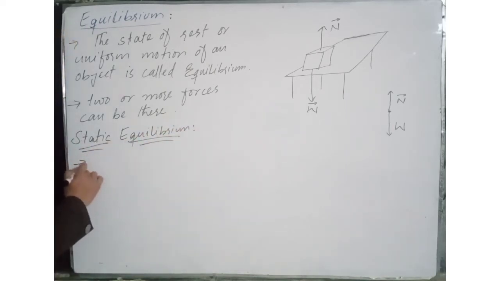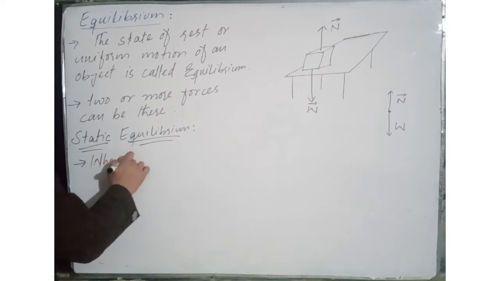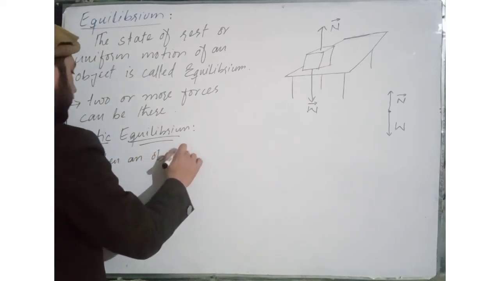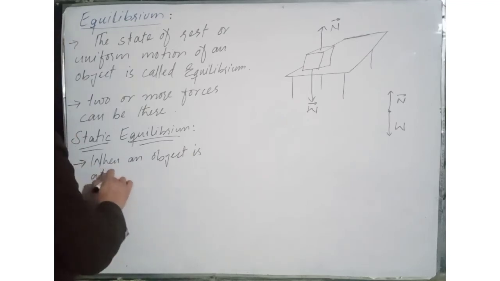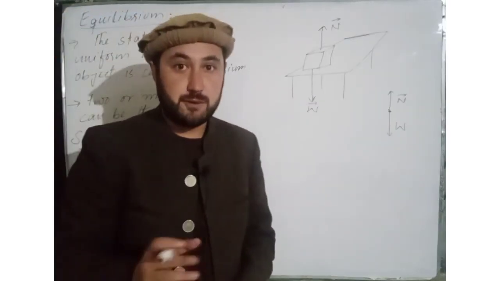And this is such a type where the object will remain at rest. When an object is at rest, from the figure we can see that in spite of two forces acting on such a block, the block is not going to change its position. So such a type of equilibrium is what we call static equilibrium. In static equilibrium, the acceleration is zero, right? And the velocity is also zero. Right now I am considering the linear acceleration and linear velocity.